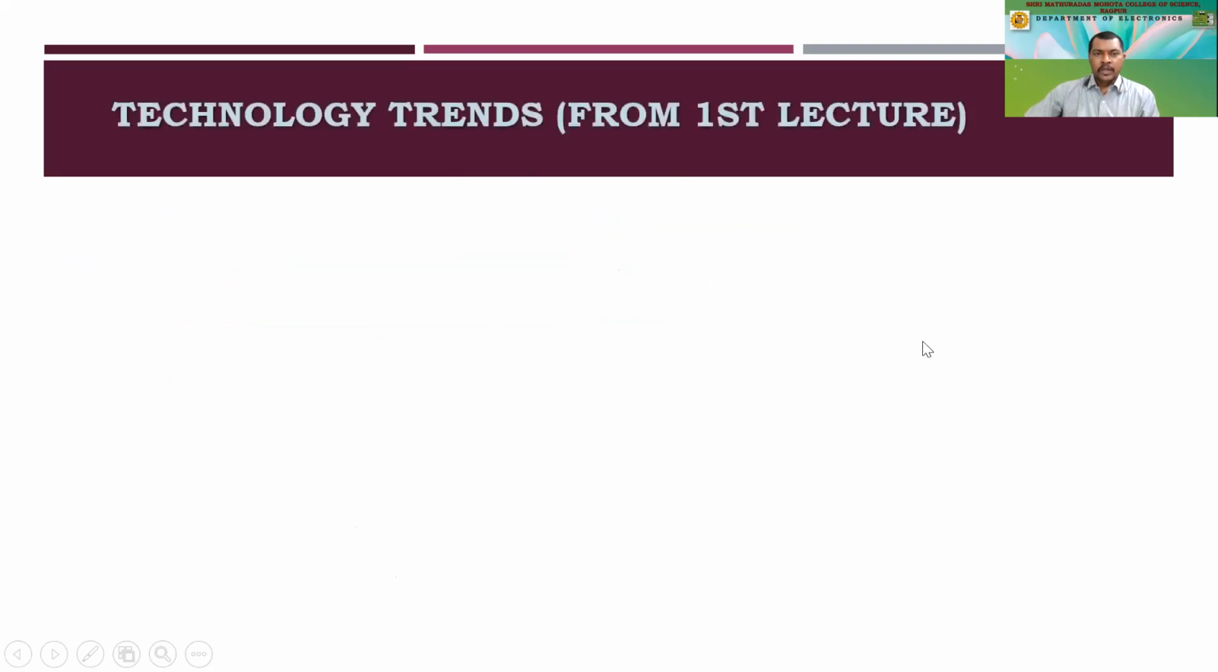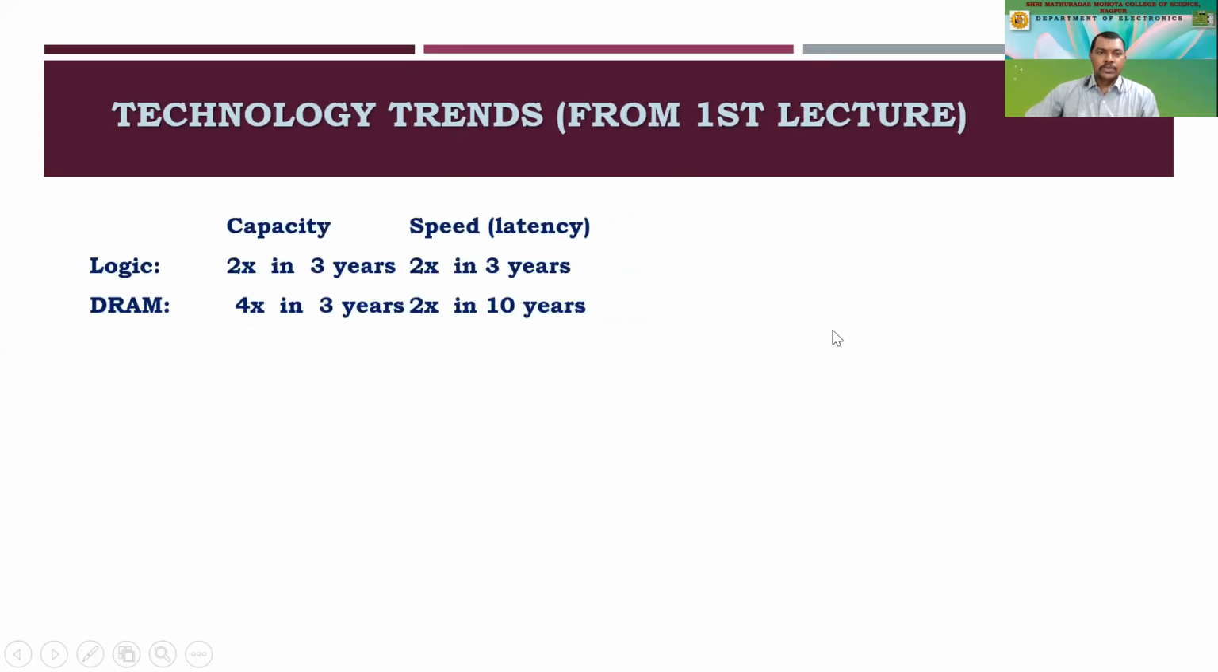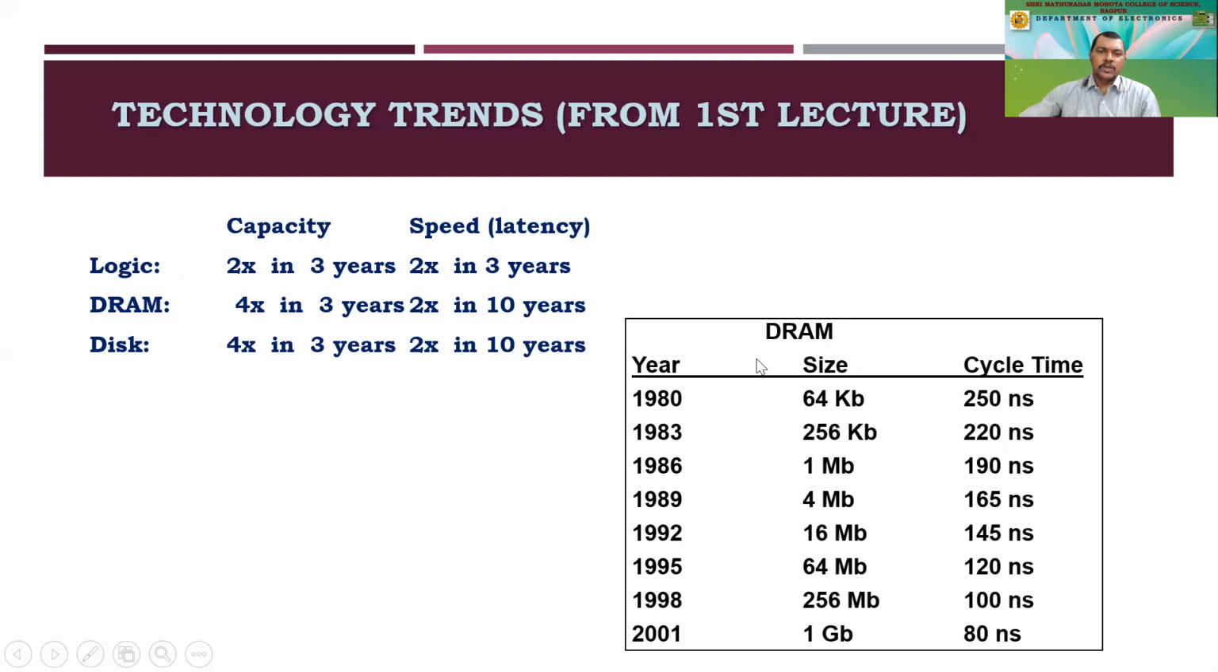Now let us see the capacity. This is the capacity, which doubles every 3 years, this is the speed and latency, this is the logic, and this is the DRAM that we use. This is how we have increased the size of the memory and decreased the access time, right? As you can see, this is 100,000 to 1.